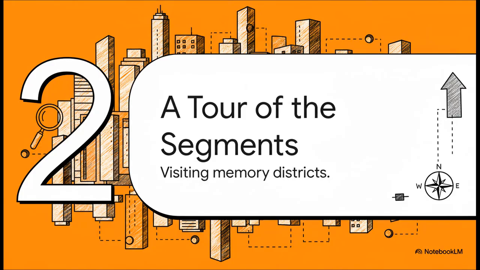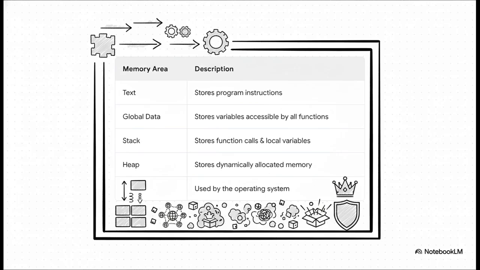All right, so let's take a quick tour of this memory city. We're going to visit the most important districts and see what they're all about. Here's your quick guide. The text area, that's where the program's code lives. Global data is for information that everything in the program needs to see. The stack and heap, they handle all the temporary, on-the-fly data. And the OS area, well, that's reserved for the boss, the operating system itself.